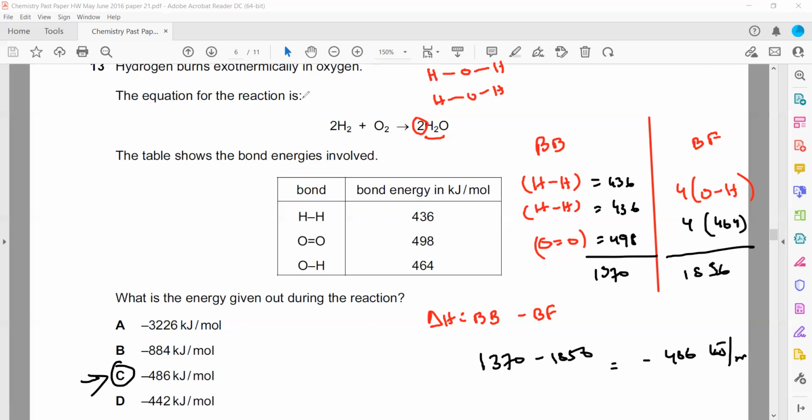So whenever you're calculating the bond energy change, you have to find how many bonds you're breaking and how many bonds are formed, and bond breaking minus bond forming will give us the energy change.